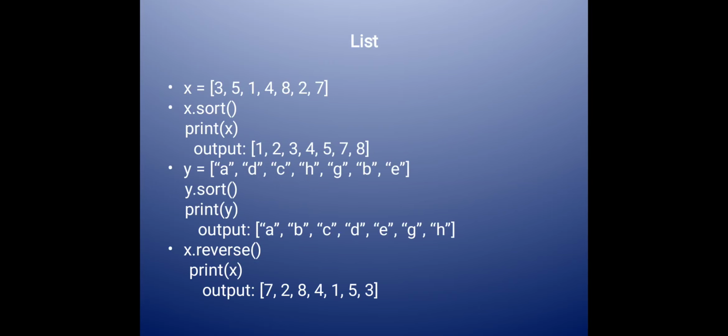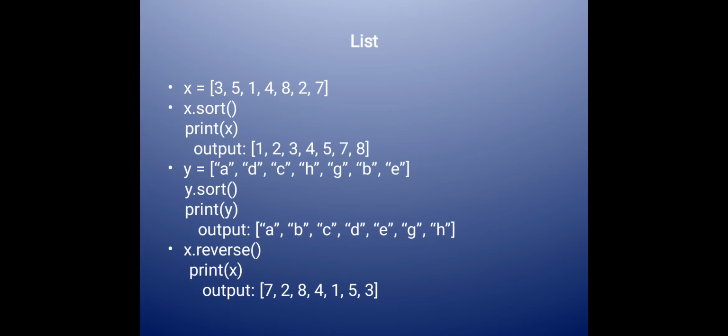Then comes the sort function. The sort function is used to sort the list in ascending order by default. If you are given any string values, then it will sort the list in alphabetical order. So here x is equal to a list of elements 3, 5, 1, 4, 8, 2, 7. Then while performing x dot sort, it will sort in ascending order. So in this list, 1 is the smallest number, so it will come to the first position. Then comes 2, 3, so like that it goes. So finally our output will be a list of values 1, 2, 3, 4, 5, 7, 8.